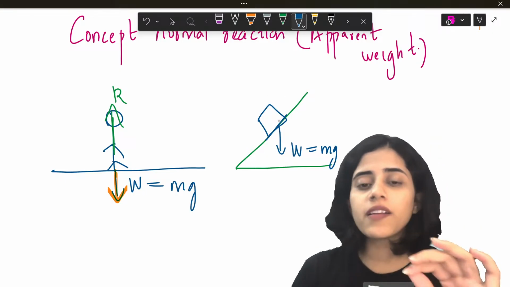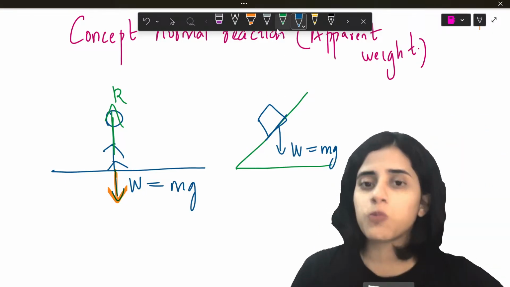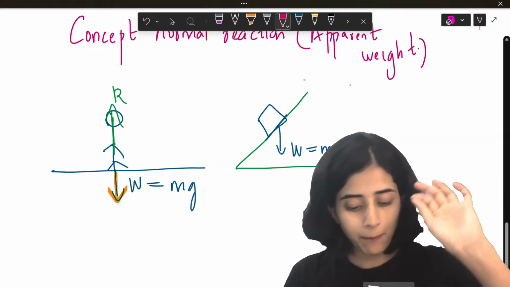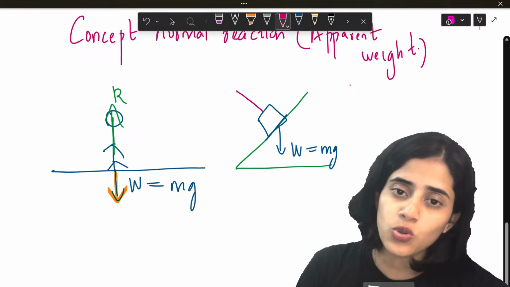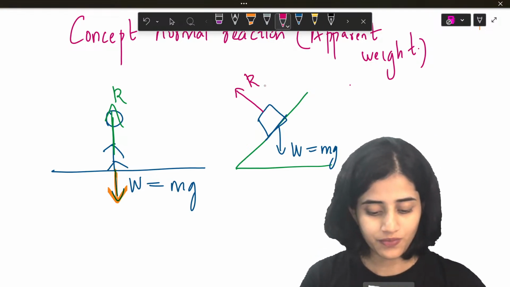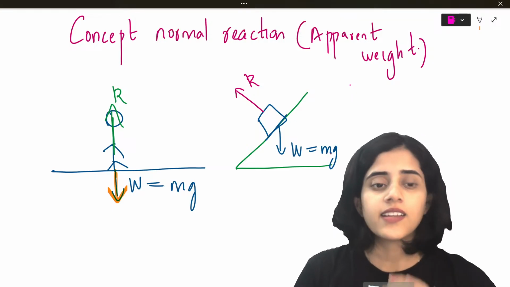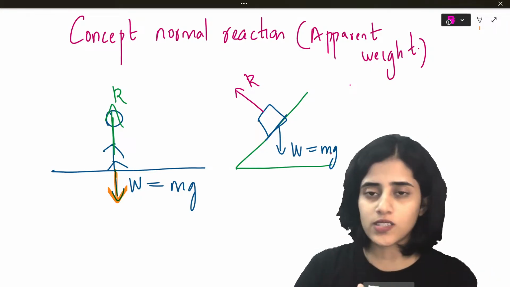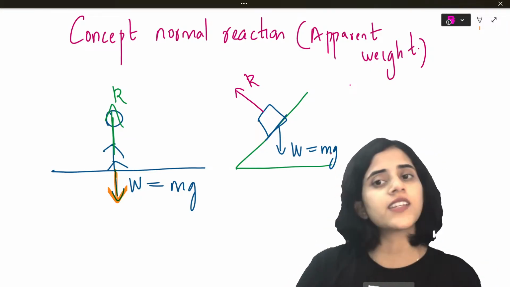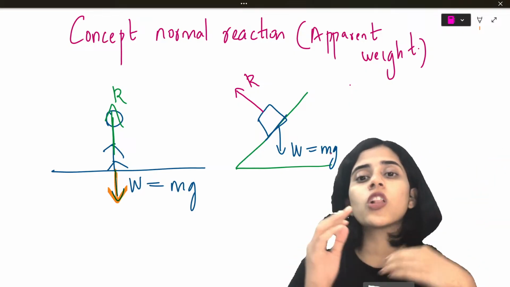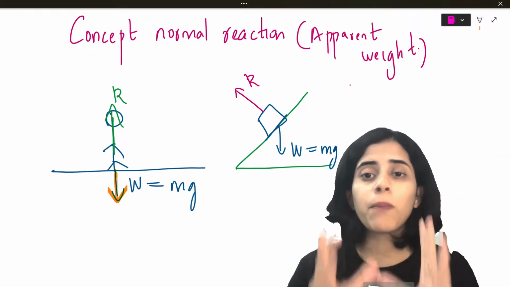But normal reaction will not be acting upwards. Normal reaction will always be acting perpendicular to the object. So it will be in this direction. Okay? Do you understand that? So whenever there is an object, it always has its weight acting downwards. Not perpendicular, it's always downwards. But normal reaction is an opposite force, but it always acts perpendicular to the object.